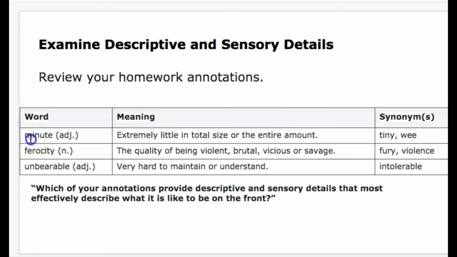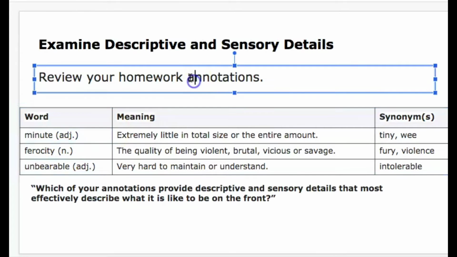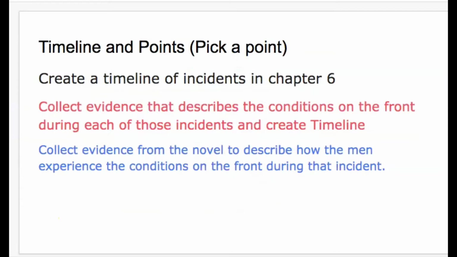Then record this new vocabulary. We have minute, veracity, and unbearable. Looking at your annotations from last night's homework, which of your annotations provides descriptive and sensory language that most effectively describes what it's like to be on the front?